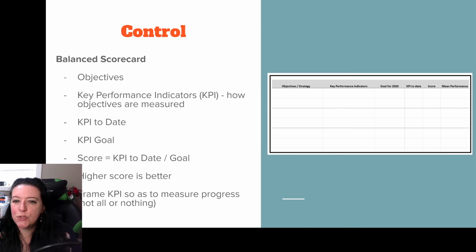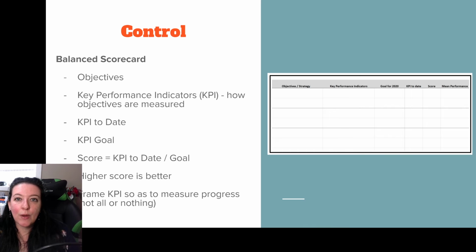Then when it comes to our KPI, we need a goal. So what are we trying to accomplish in a time period? And then how far are we to that goal to date? We can then find our score, which is our KPI to date divided by the goal. That gives us a percentage. And the idea with the score is that a higher score is better.